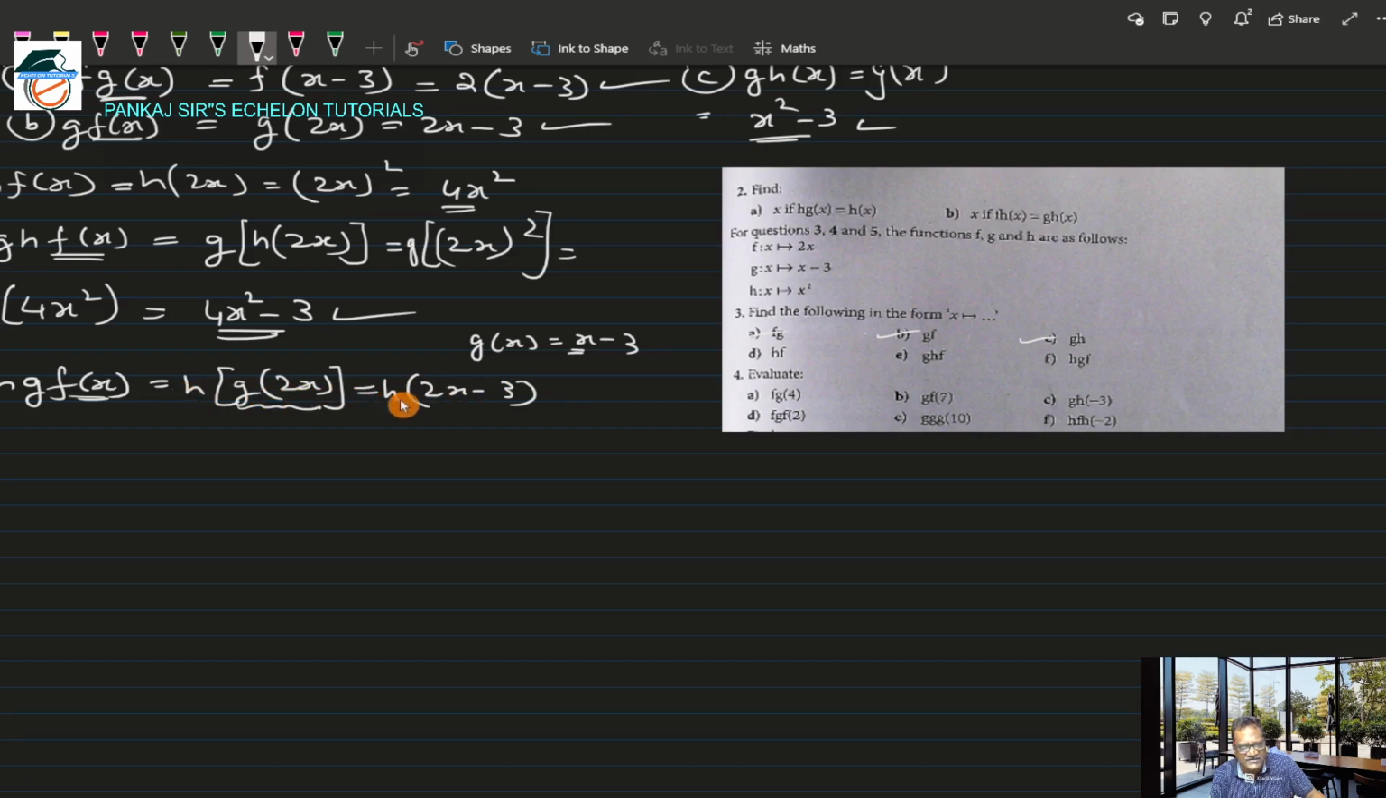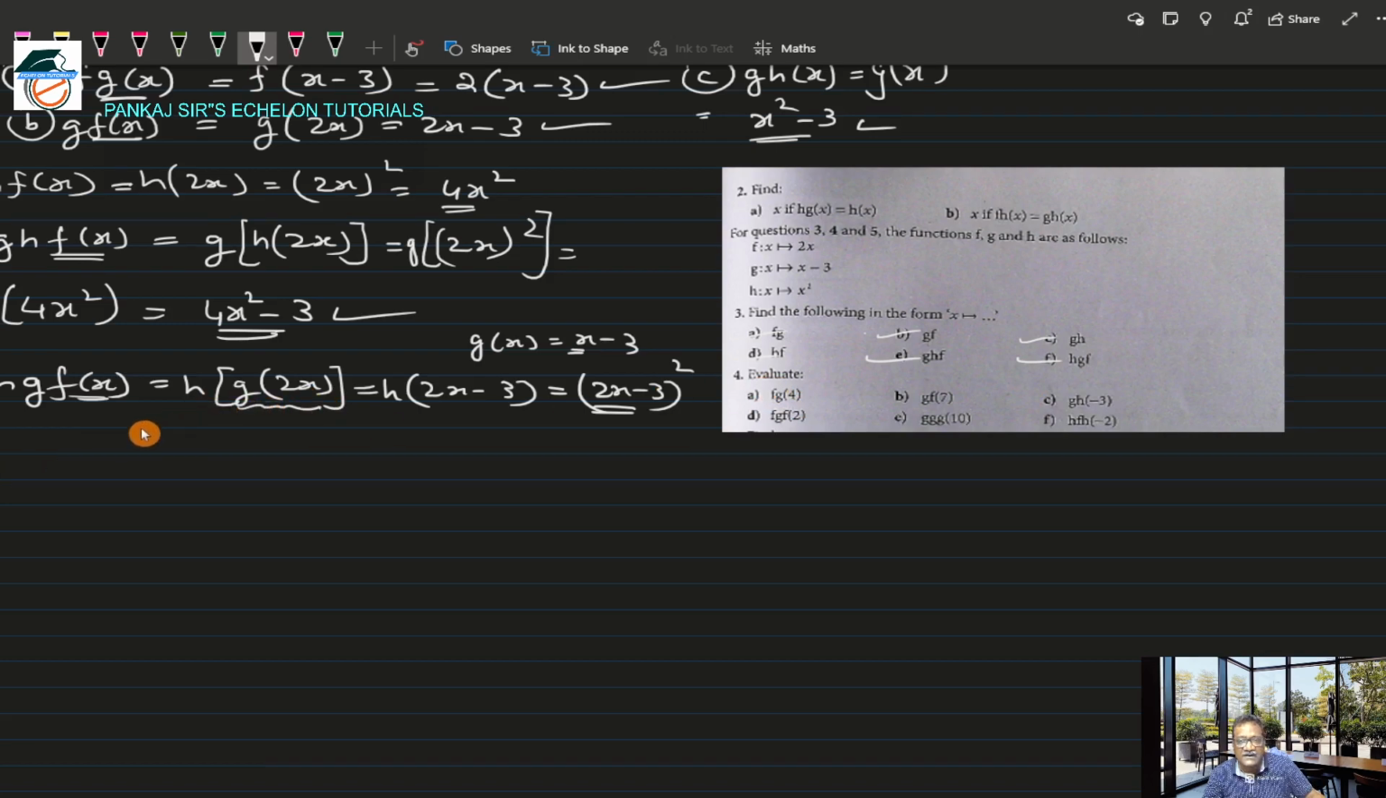Now you have this H over here. Now this final function we have to work out: H of 2x minus 3. Now H of X is x square. So in place of x, I'll write 2x minus 3 and then I'll put whole square. So 2x minus 3 the whole square is the answer for this F. Now that is our completion of this question number 3. Now let us come quickly to question number 4.